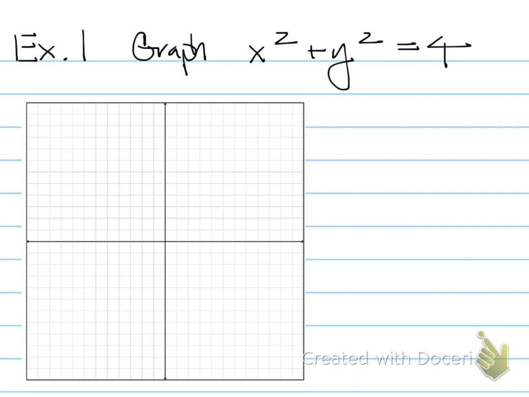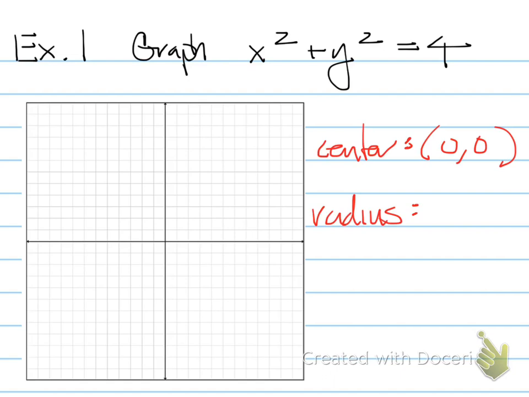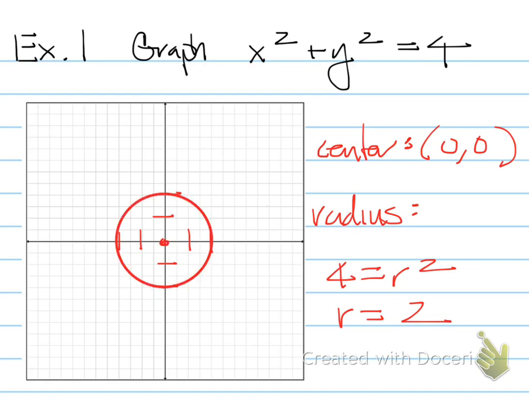Example 1, we need to graph this circle. So we can see that the center of the circle is going to be the origin, (0, 0). And 4 represents the radius squared, so that means the radius is the square root of 4, or 2. And this is what the graph of that circle would look like. A circle that has the center at the origin and a radius of 2 units.